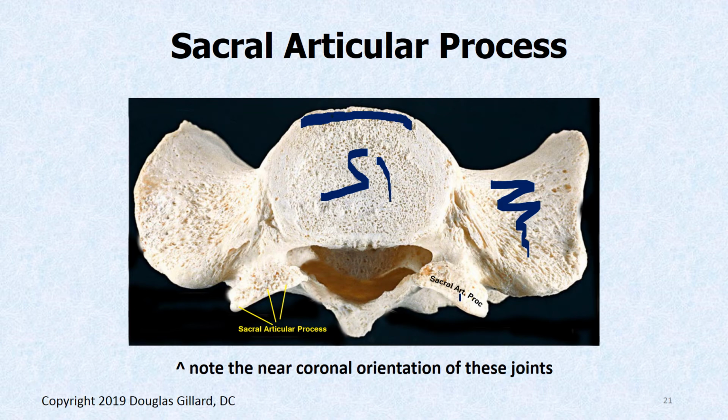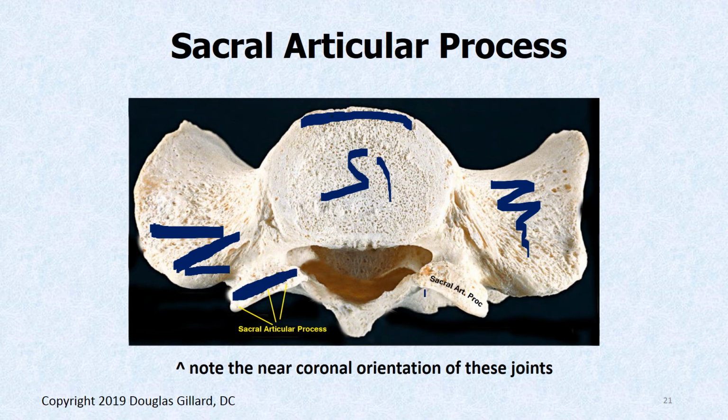So these are very important structures. But notice how they're situated. This would be a completely coronal orientation, which would be parallel with the floor here. They have a little bit of sagittal tilt to them, but not much. Maybe, what is that, 20 degrees, 30 degrees maybe. So that's important. These are normal.